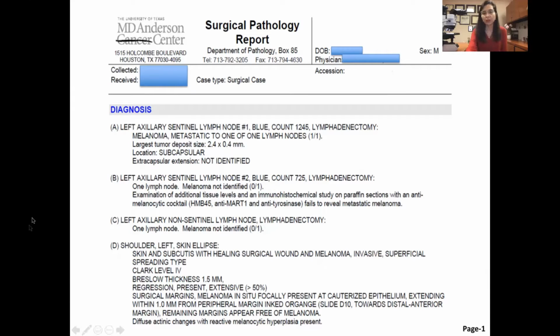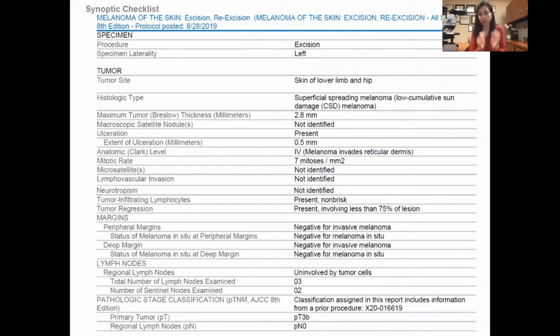So it includes the skin ellipse as well as the sentinel lymph node or the lymphadenectomy. So this is page 1, right? We will report if there is any positivity in the lymph node and also any residual melanoma. This is the first page. On the second page, we put the cancer template or the synoptic checklist.